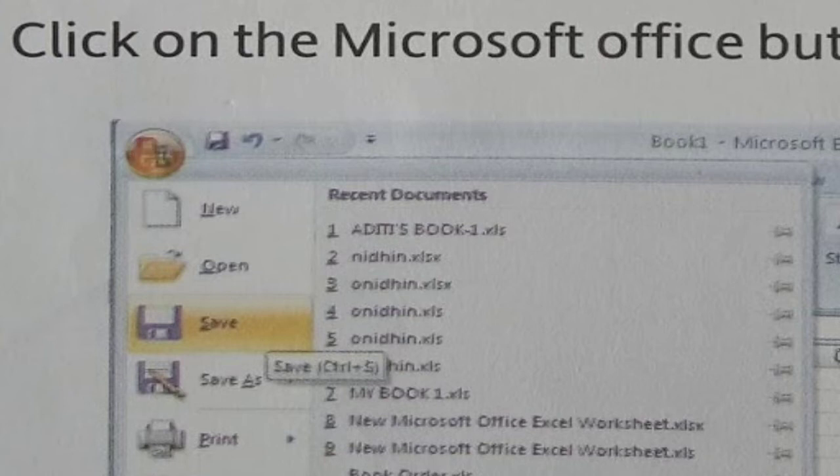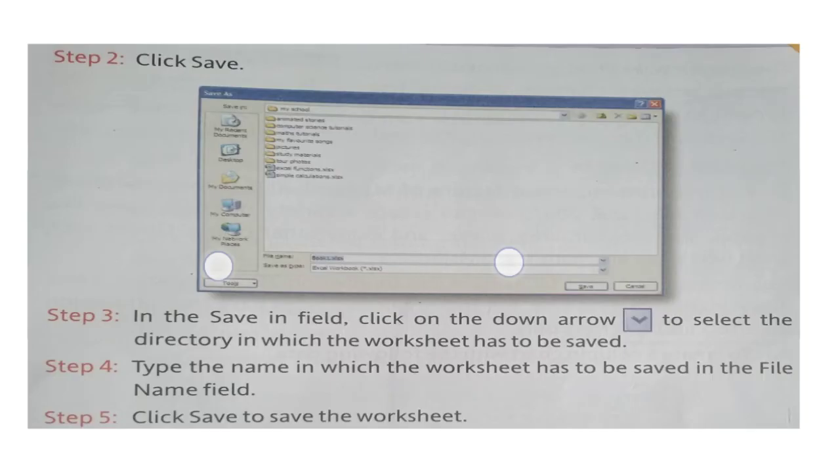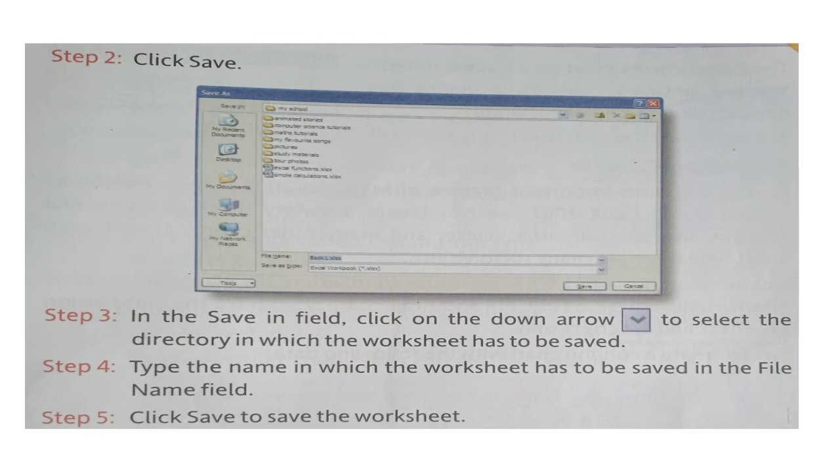This is the Microsoft Office button. Here you will select the button. As soon as you click the button, your page would be looking like this. Here you have to select save. As soon as you click on save, the next page would be like this.